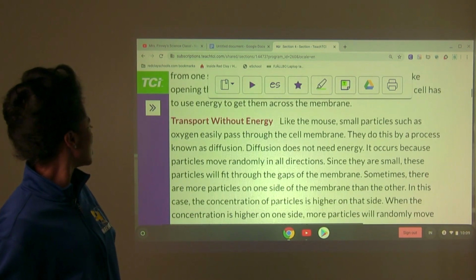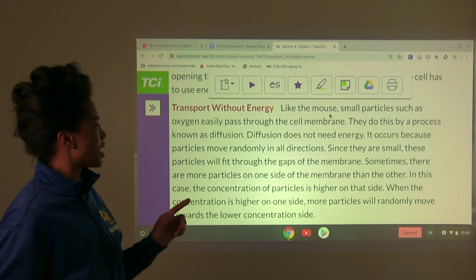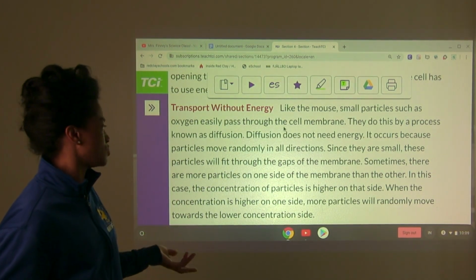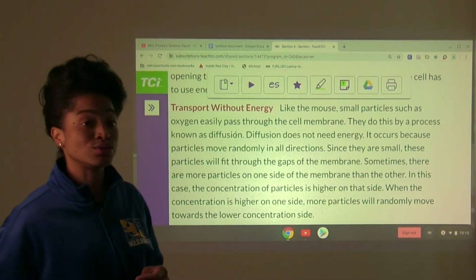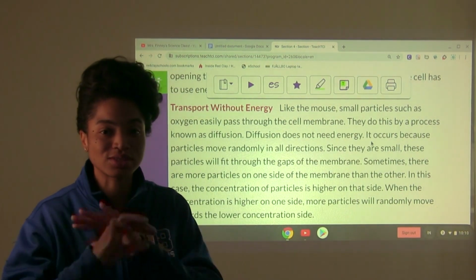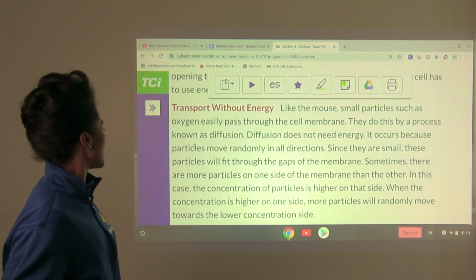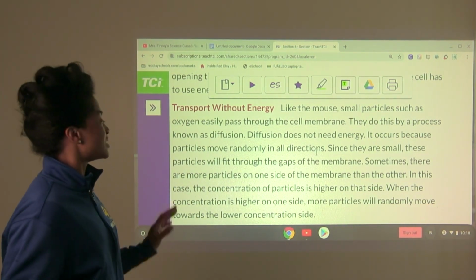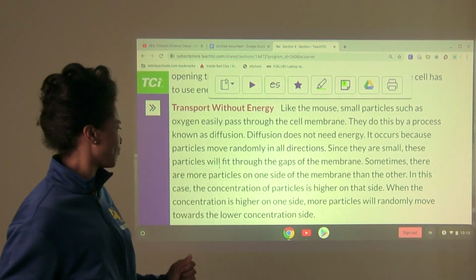All right? So here it says transport without energy. Like the mouse, small particles such as oxygen easily pass through the cell membrane. They do this by a process known as diffusion. Diffusion does not need energy. Repeat, diffusion does not need what? Energy. Good job. It occurs because particles move randomly in all directions. Since they are small, these particles will fit through the gaps of the membrane.